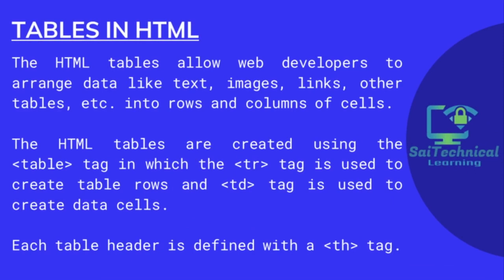Now, tables in HTML. Tables in HTML allow web developers to arrange data like text, images, links and other tables into the rows and columns of cells. HTML tables are created using the table tag, in which the tr tag is used to create table rows and the td tag is used to create data cells, and each table header is defined with the th tag.